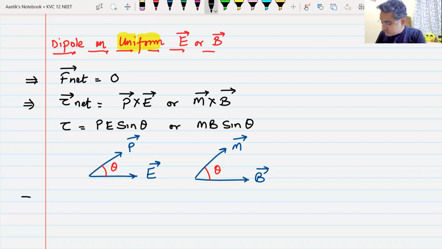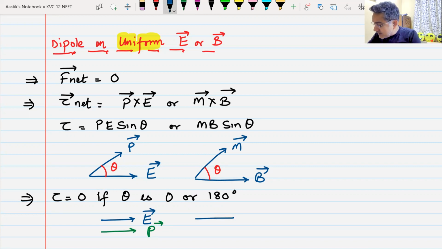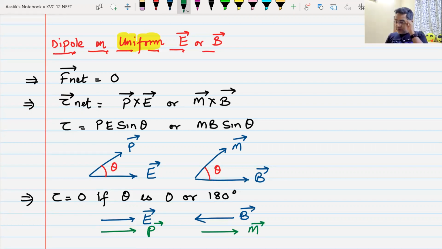Remember, torque is 0 if theta is 0 or 180 degrees. So, if your electric field E and your dipole moment P are parallel or they are anti-parallel, for example, magnetic field is like this and your magnetic dipole moment is like this, in that case, torque is 0. Do we understand what I'm writing here? Yes or no?